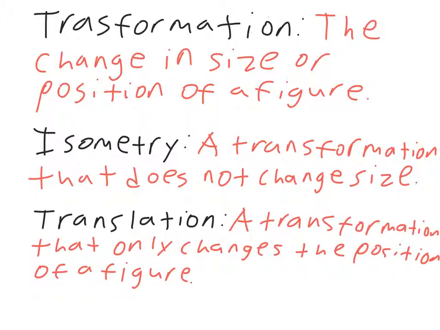Translation, a transformation that only changes the position of a figure. So this is where we just take a figure and physically move it somewhere else, but we don't change the orientation at all.